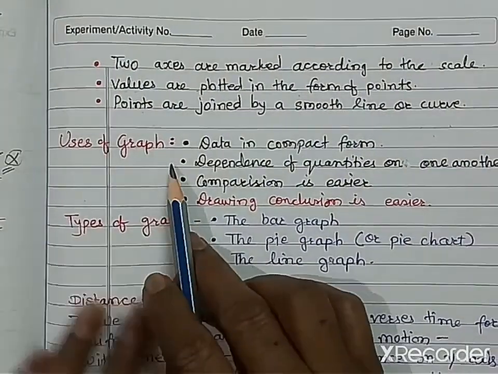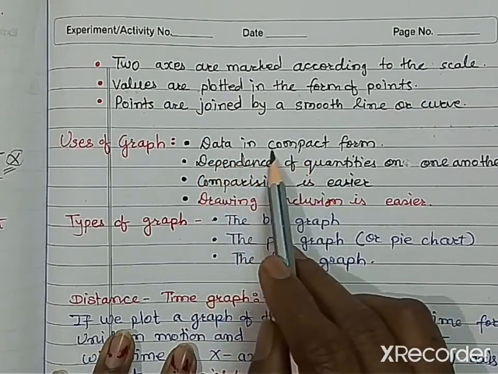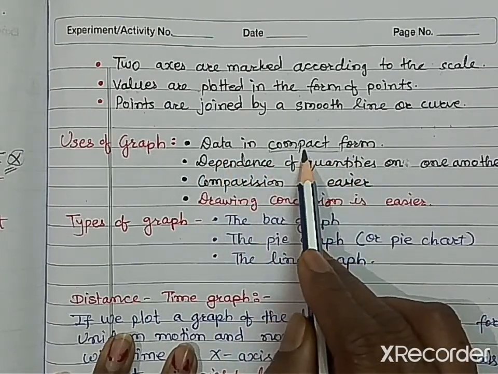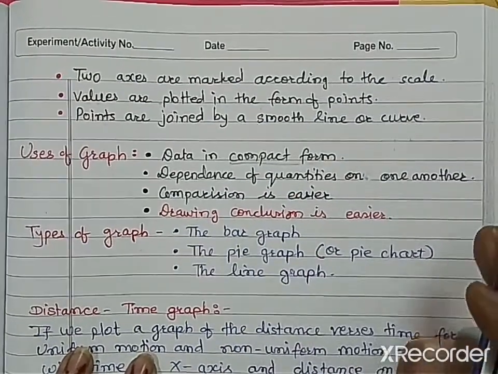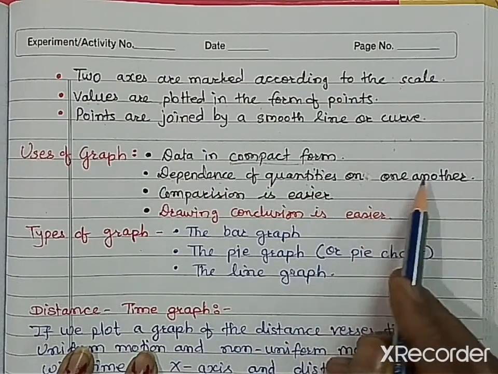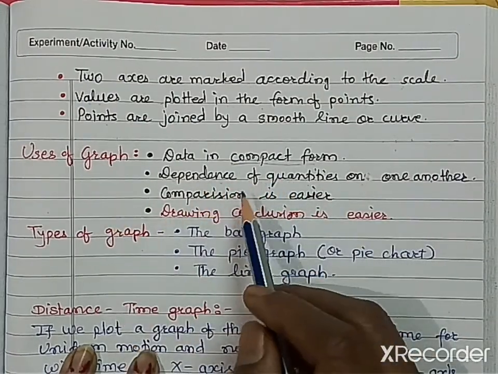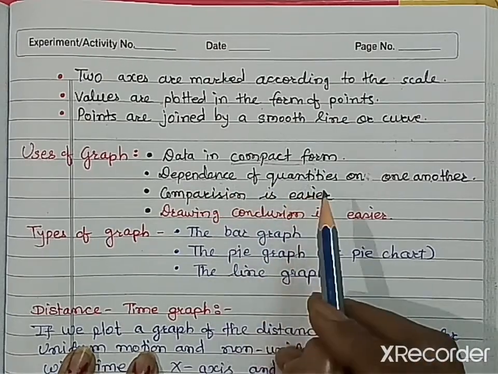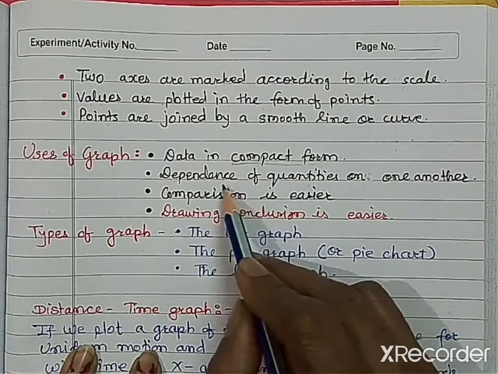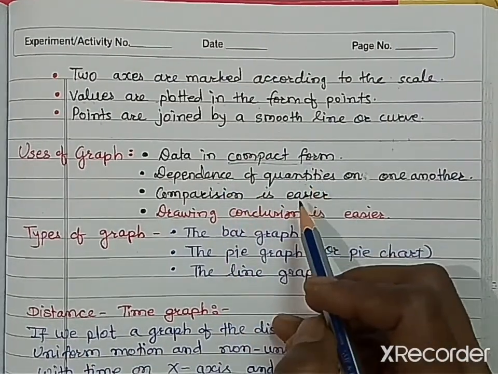So what are the uses of a graph? A graph is a data representation in compact form. Large data we can represent in a compact form, in very little space. Then, dependence of quantities on one another. From this graph, we can find out which quantity depends on the other. Suppose two quantities are there, so we know from the graph which quantity depends on the other quantity.